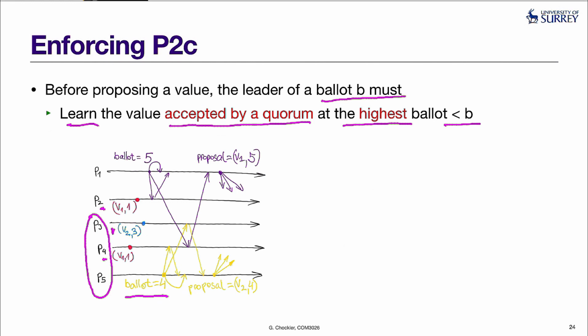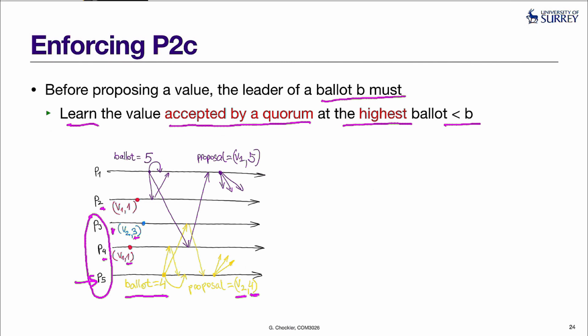This quorum, the leader of ballot 4, which is P5, manages to contact, and it sees two values. It sees value V1 with ballot 1 and value V2 with ballot 3, and the highest one is value V2 with ballot 3, so that is going to be its proposal for ballot 4. Okay, so this is what the leader needs to do.